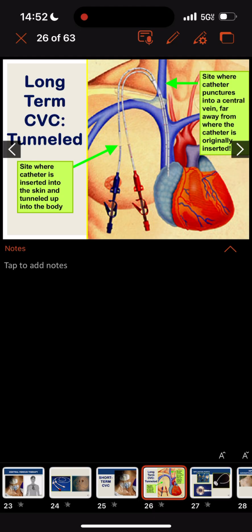Again, long-term lines will be tunneled and threaded down. You can see where this line is entering the skin and then until it hits the major vein here, right?